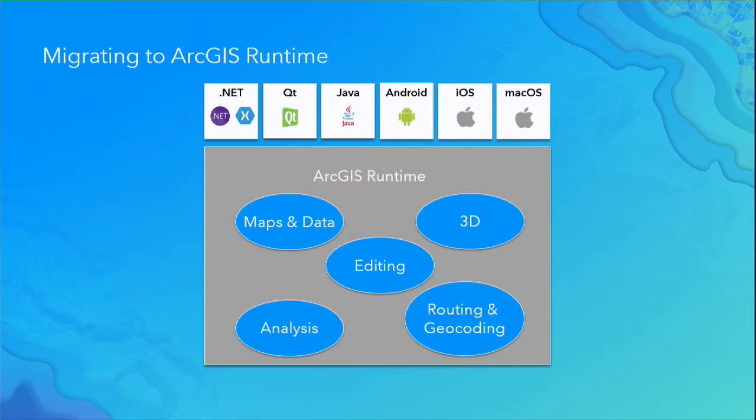So in thinking about the session on migrating from ArcGIS Engine to ArcGIS Runtime, I identified 5 major areas of functionality that I want to look at in terms of migration. So maps and data, workflows, editing workflows, 3D analysis, and then routing and geocoding. And we'll go into each one of those in detail to talk about the considerations for the content types and the workflows and how they migrate to the ArcGIS Runtime.